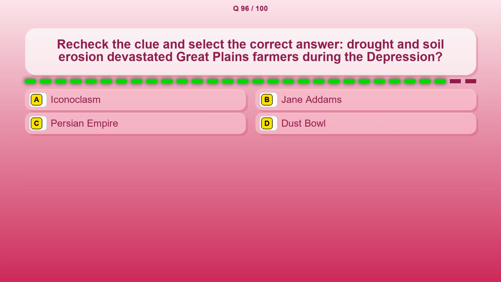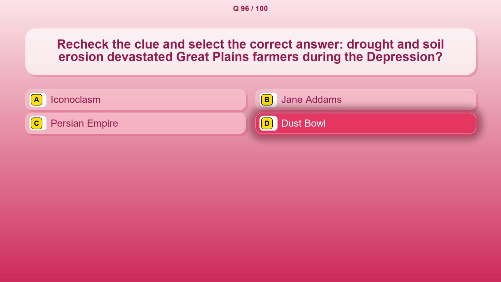Question 96. Recheck the clue and select the correct answer. Drought and soil erosion devastated Great Plains farmers during the Depression. Option A, iconoclasm. Option B, Jane Addams. Option C, Persian Empire. Option D, Dust Bowl.